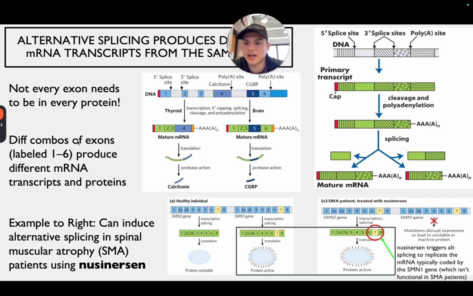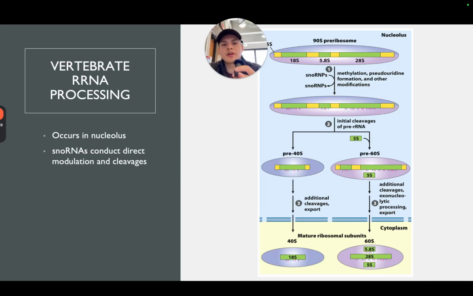And so again, different combos of exons produce different mRNAs, transcripts, and proteins. And again, this is through mRNA processing. So something I want to talk about is vertebrate rRNA processing. It occurs in the nucleolus, meaning that it's inside the nucleus. And there are these things called snoRNAs that conduct direct modulation and cleavages.